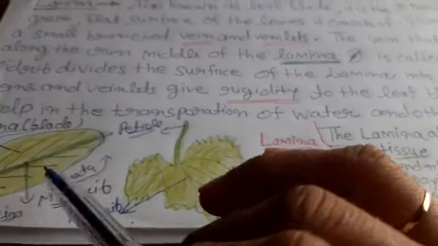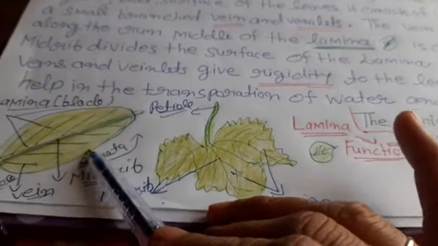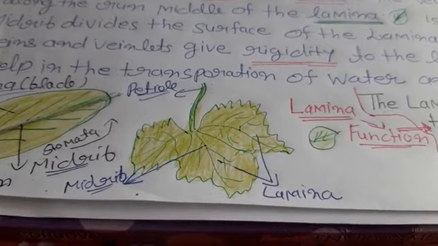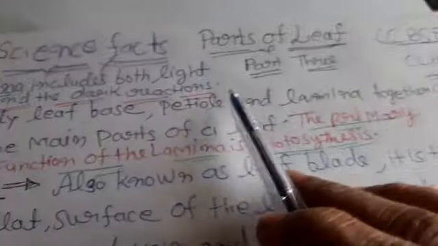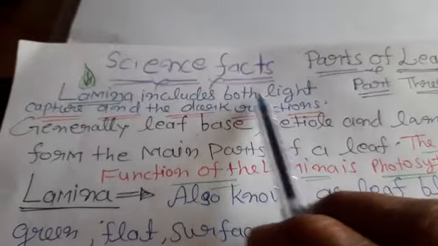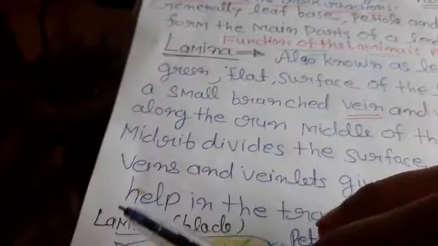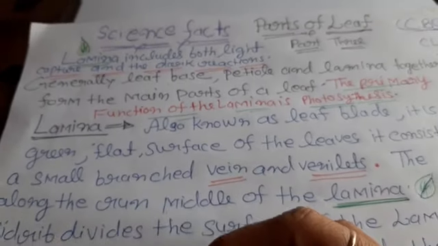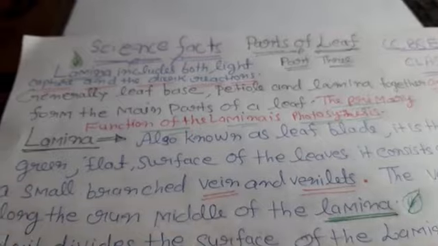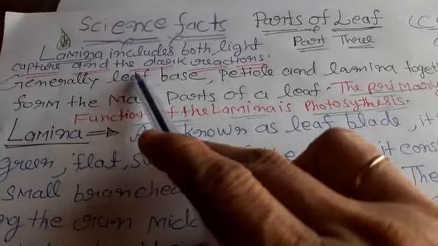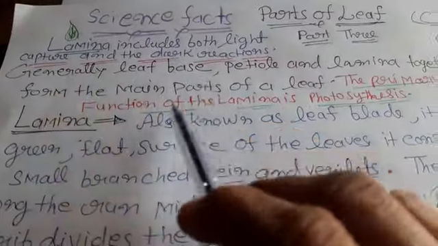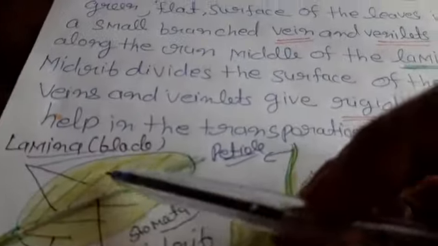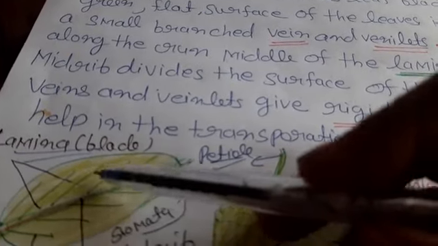Okay, the lamina also consists of vascular tissue. They deliver the water and nutrients and carry away the products of photosynthesis. So this is a lamina. The lamina includes both light capture and dark reaction. The lamina captures sunlight, and this sunlight is used during the photosynthesis process. The primary function of the lamina is photosynthesis.